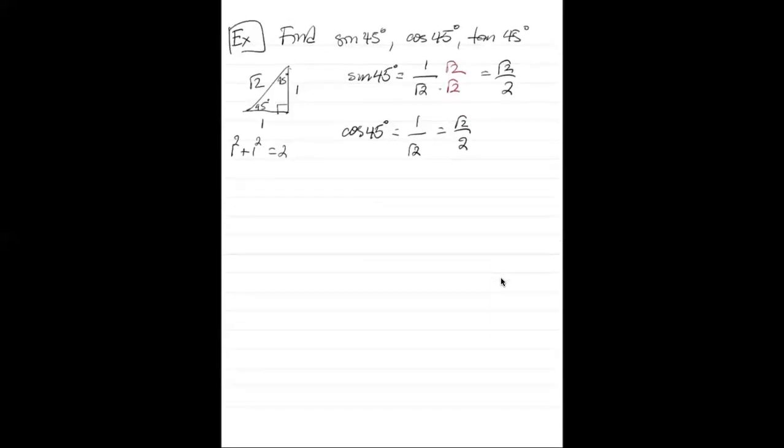So sine of 45 is opposite 1 over hypotenuse, and we rationalize this by multiplying by √2. So that is √2 over 2. Cosine of 45 is adjacent over hypotenuse. So the same thing if we rationalize it, √2 over 2. Tangent of 45 is opposite over adjacent, so it's 1.